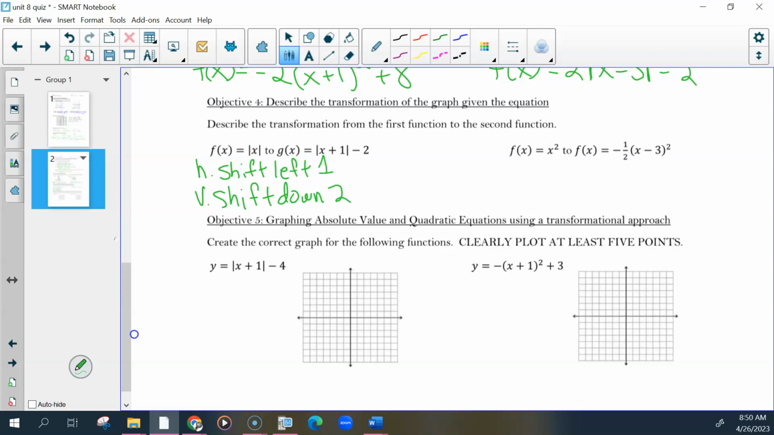This one, you had 3 things. So the negative was a vertical reflection, or a reflection over the x-axis. Either of those was fine. The 1/2 was a vertical compression, and you had to say by 1/2. If you put vertical stretch, that was incorrect. And then the last one was horizontal shift right 3. So for a total of 5 points for that one. What questions do we have on that?